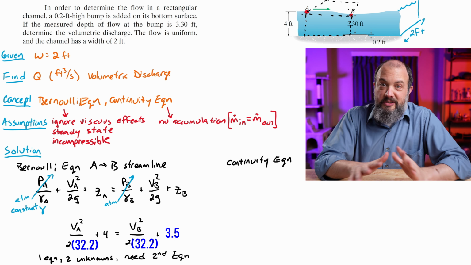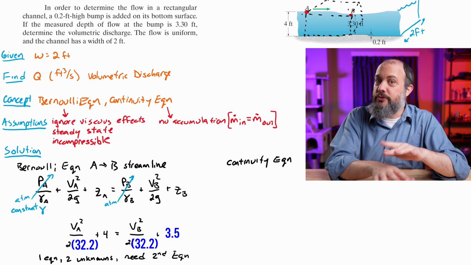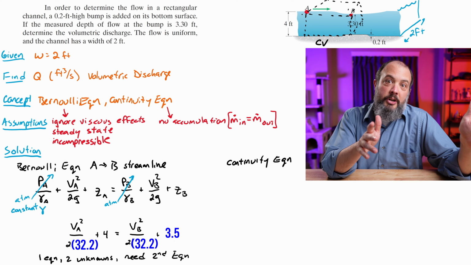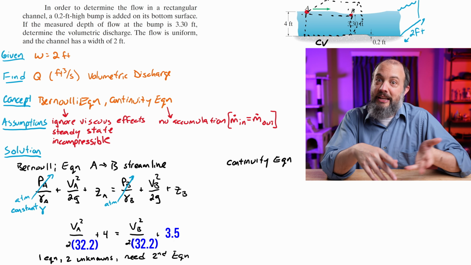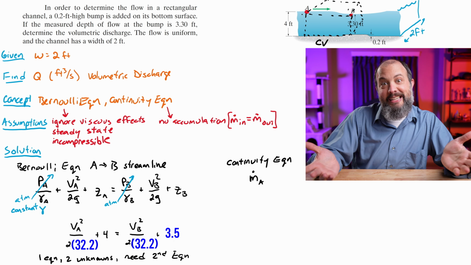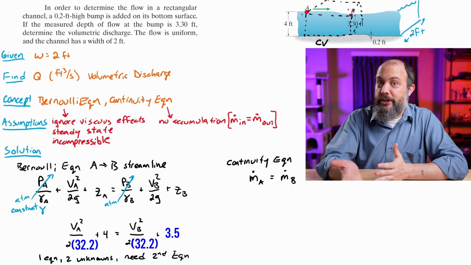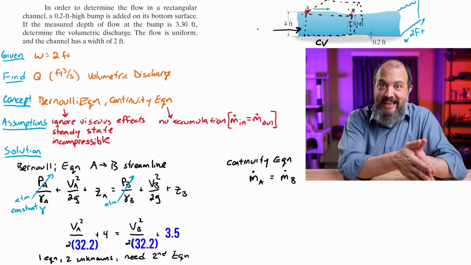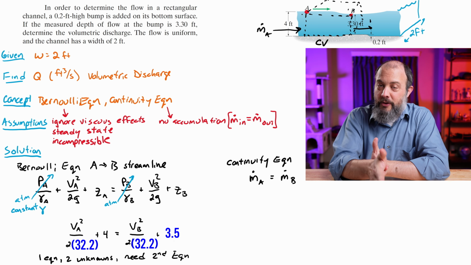All right, so fixing those, that still leaves us with two unknowns, right? Both velocities are unknown. So we'll move to the second equation. If we have one equation with two unknowns, we need a second equation. It's going to be the continuity equation. Mass flow rate in at A equals mass flow rate out of the control volume at B.